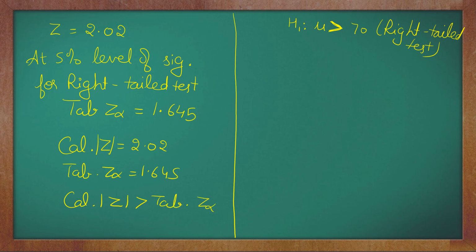So it means I have to reject the null hypothesis. Question completed. I will accept the alternative hypothesis. Accepting the alternative hypothesis means today in the US, people's age is definitely greater than 70 years.